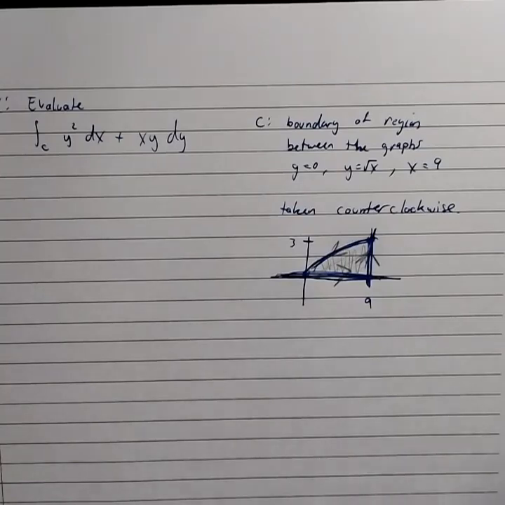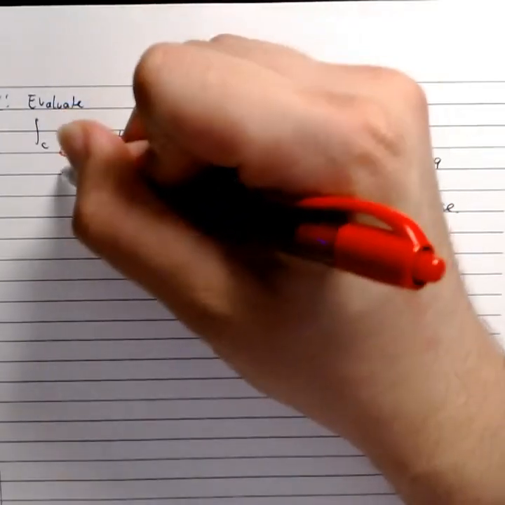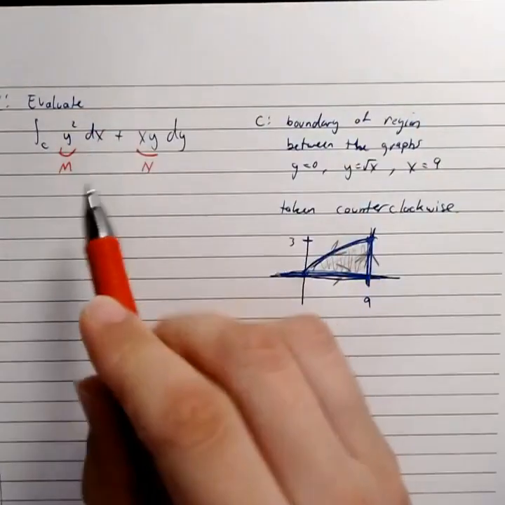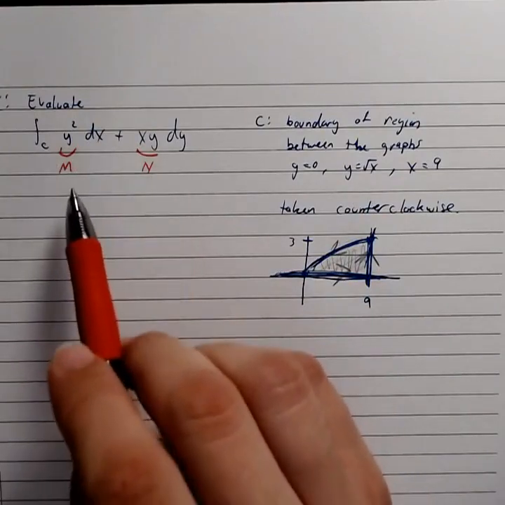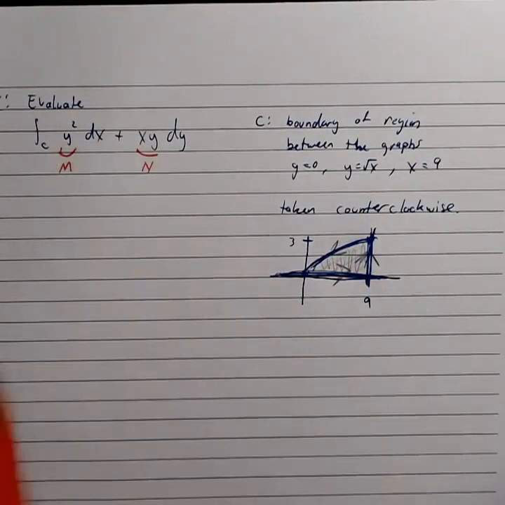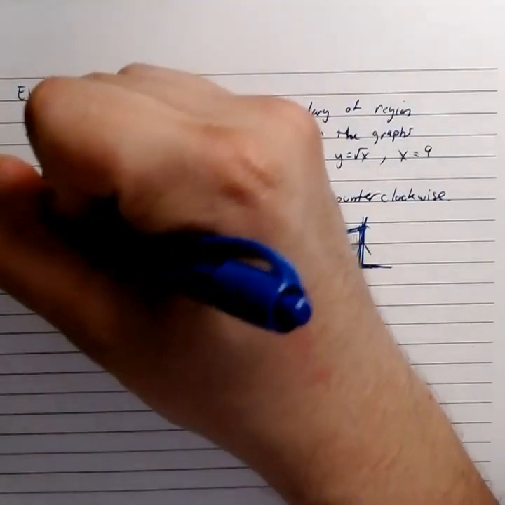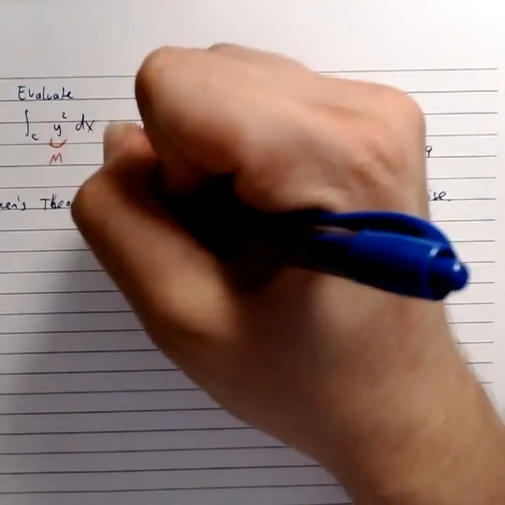Given the way things are written out, notice this is in differential form. In differential form, this stuff right here is called M, and this stuff right here is called N. Notice they're functions of x and y. That's M of x,y and N of x,y. And so by Green's theorem, we have everything we need.